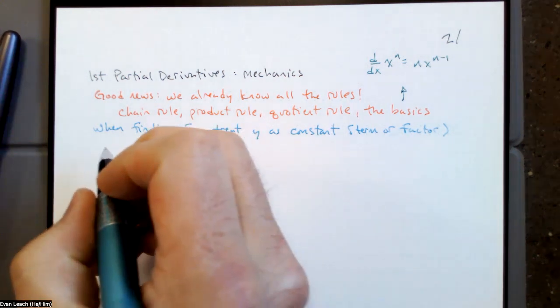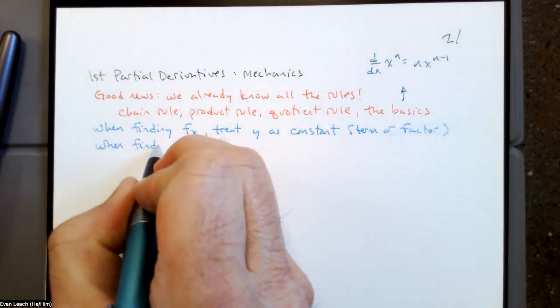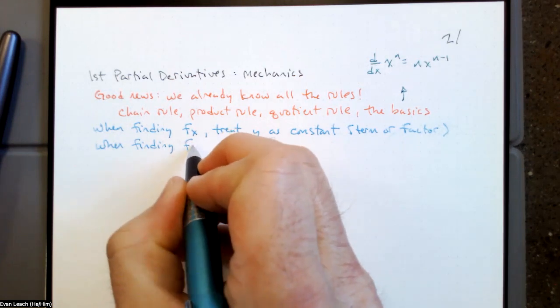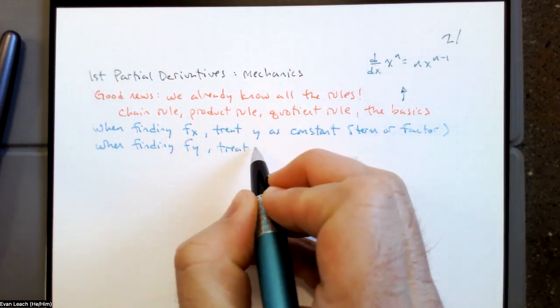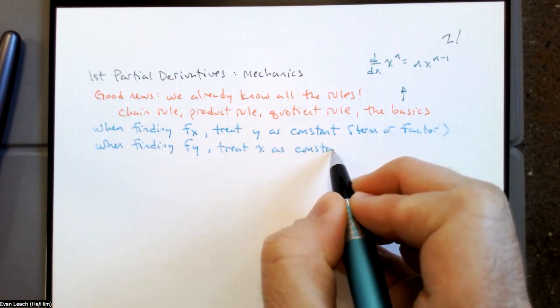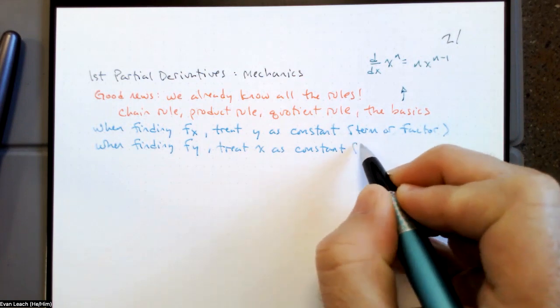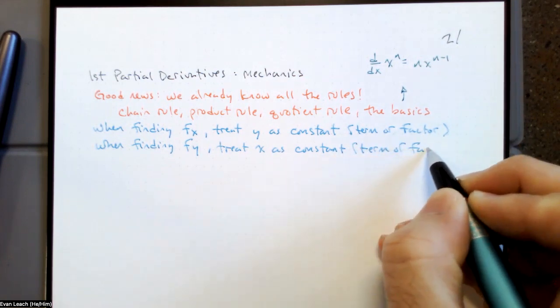When finding fy, we're going to treat x as constant, either as a term or as a factor.